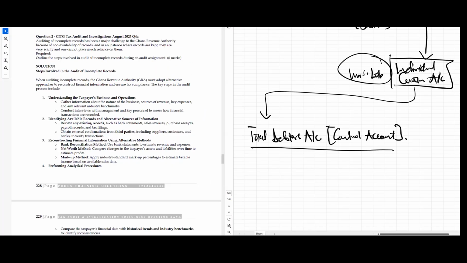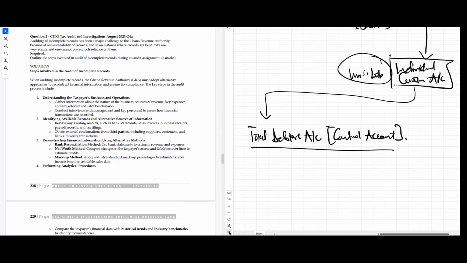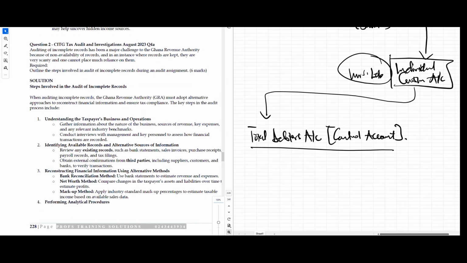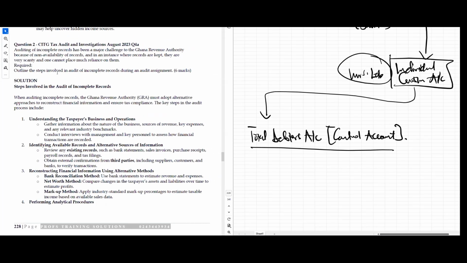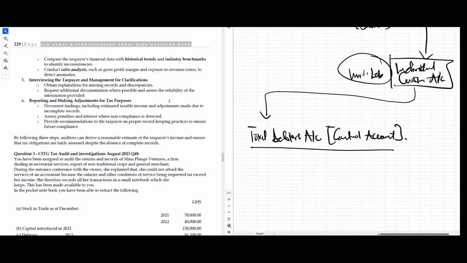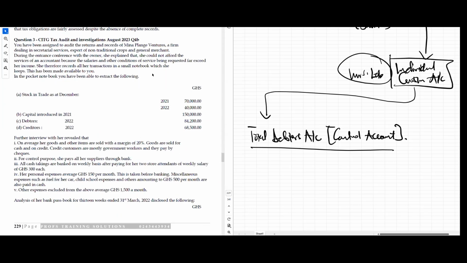So let's see a question like that. Look at this question, August 2023, question 4A. What does it say? Outline the steps involved in audit of incomplete records during an audit assignment. This one just came for 6 marks. And look at the question that came, August 2023, question 4B. Look at this question very well.